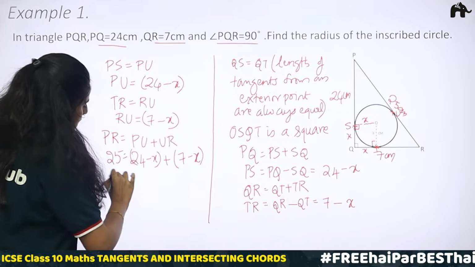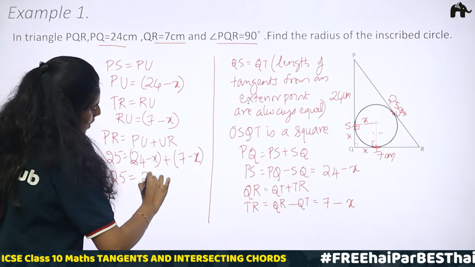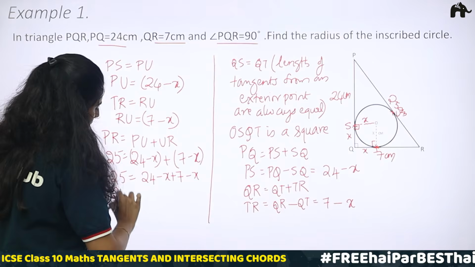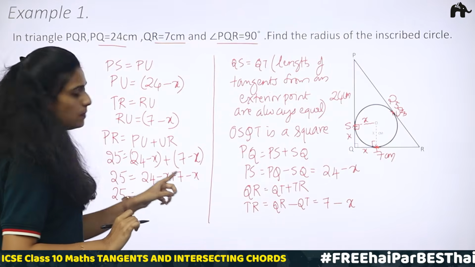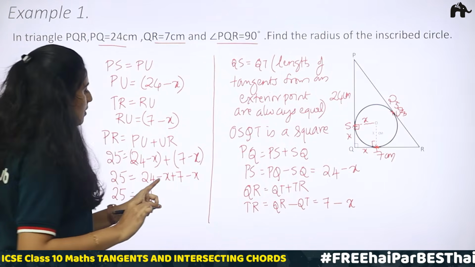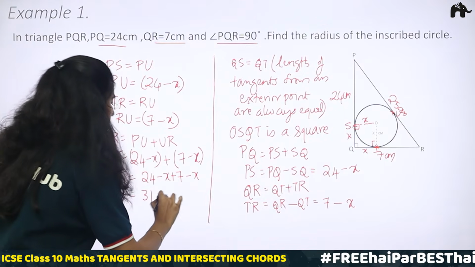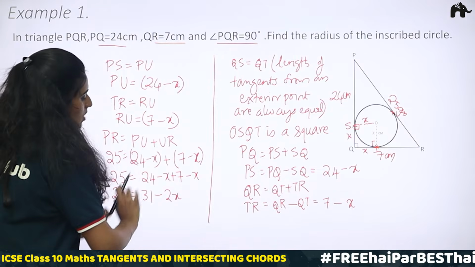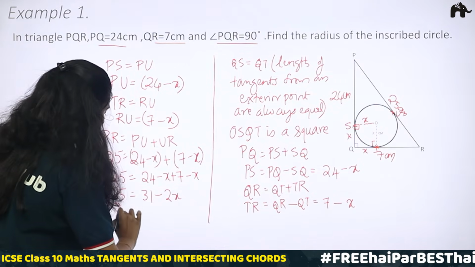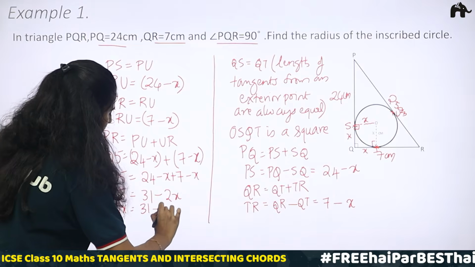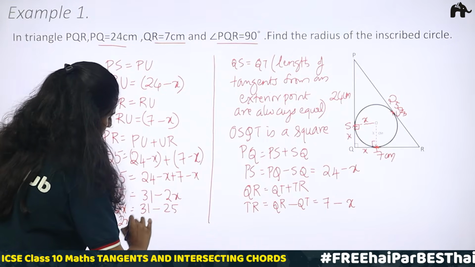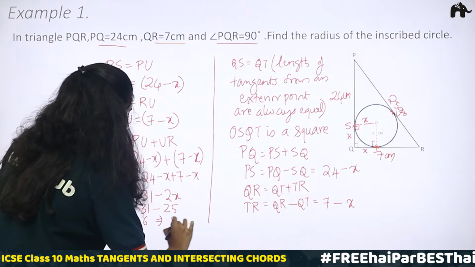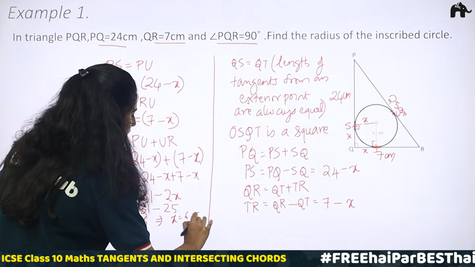That is 25. Therefore, 25 is equal to 24 minus x plus 7 minus x. 25 is equal to 24 plus 7, we get 31, minus x minus x, that is 2x. Taking this minus 2x to left hand side and 25 to the right hand side, we get 2x is equal to 31 minus 25. What is 31 minus 25? 6. Which implies x is equal to 6 by 2 and that is equal to 3.